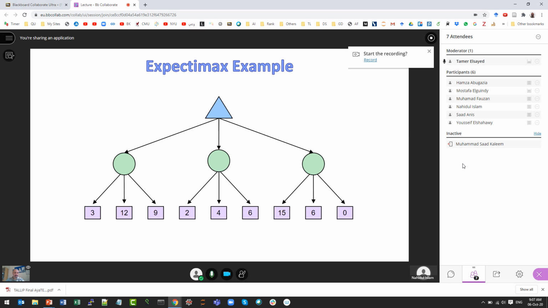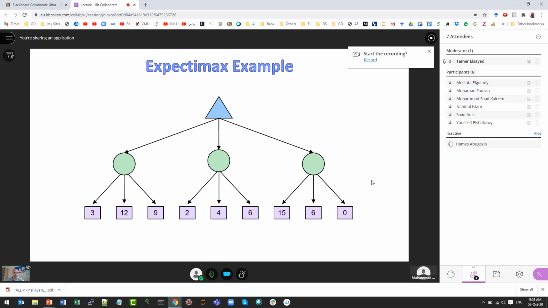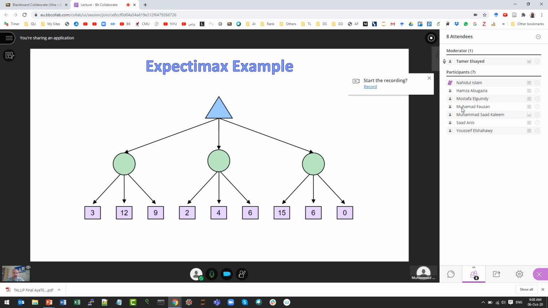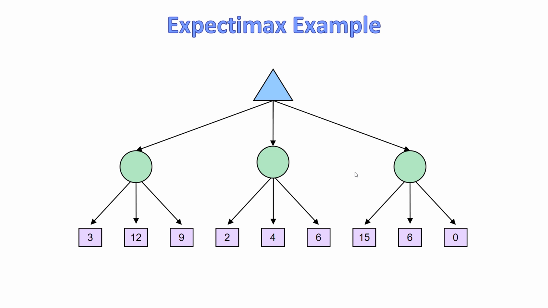Should I call names here? Yusuf? Yusuf, are you with us? Okay. Muhammad Fauzan? Muhammad? Okay, Muhammad? Yes, well, how can we do this, Muhammad? How can we get the value of the game here?